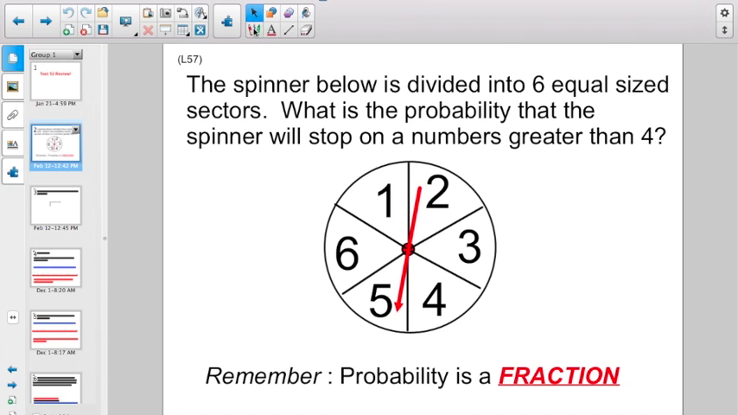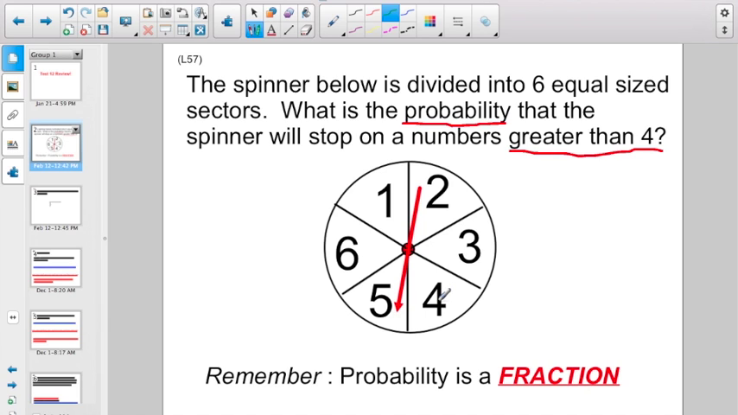Here the question is asking, the spinner below is divided into 6 equal-sized sectors. The big thing to remember when you're figuring out probability, they have to be equal sized. So what is the probability that the spinner will stop on a number greater than 4? So the big thing to remember here, probability is a fraction. The second thing you want to focus on is these 3 words right here, greater than 4.